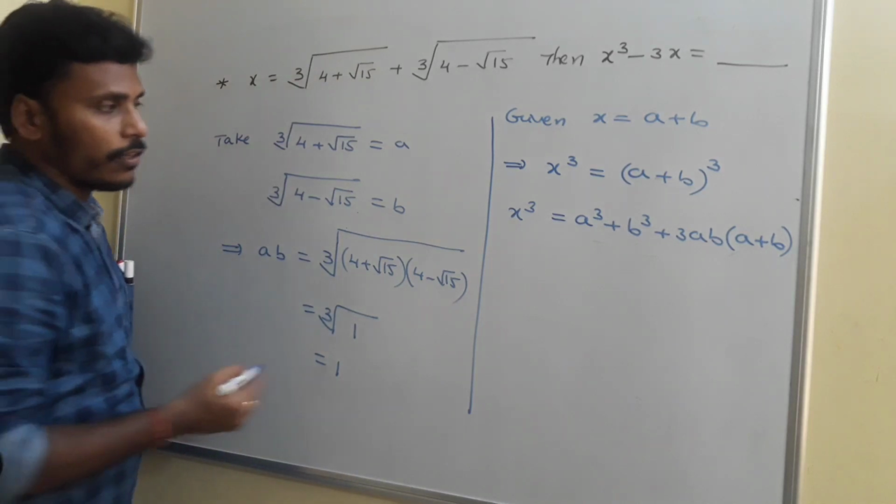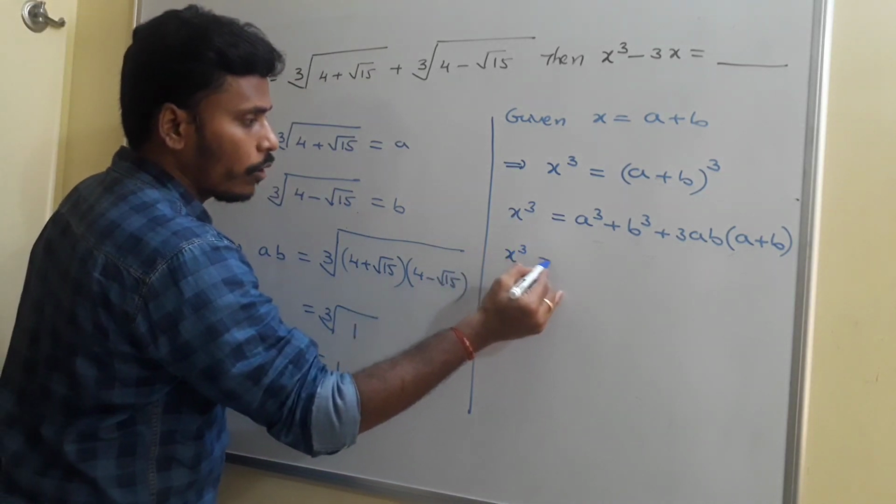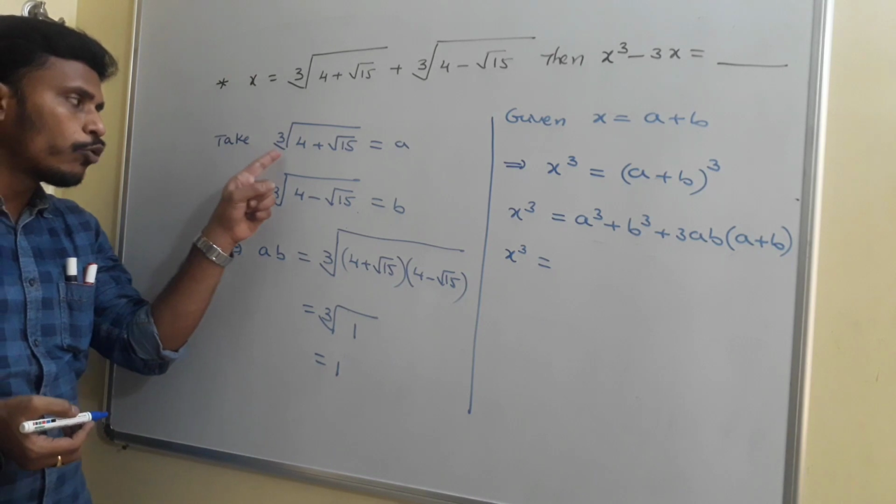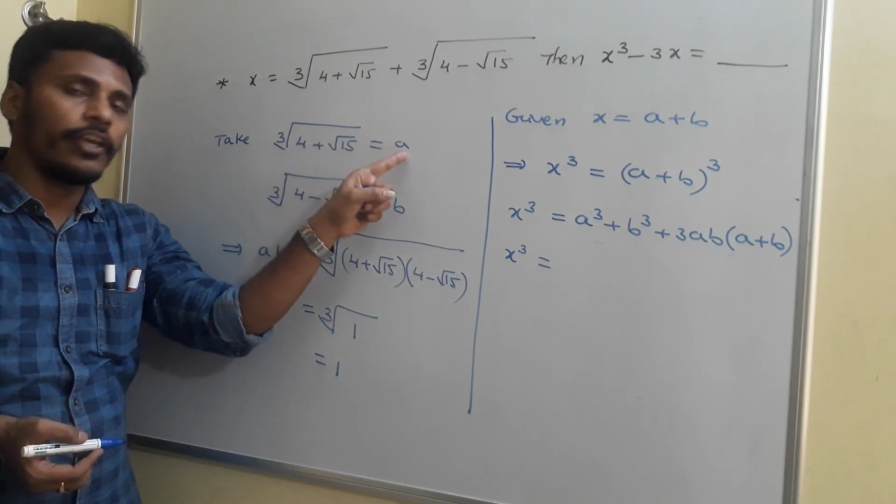Now just think once here. x cube is equals to a cube. See, cube root of 4 plus root 15 is a.